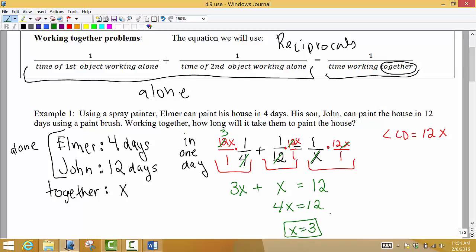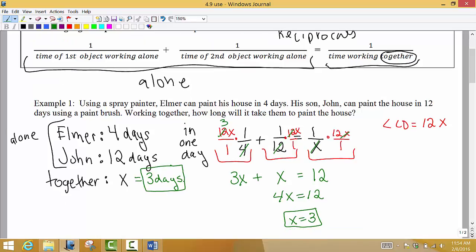So what does x represent? Let's go back to our representation section. x represented the number of days it would take if they worked together at the same time, simultaneously painting the house. It would only take them 3 days. So essentially what we're saying is that if they worked together, they would finish a third of the job in one day. So it'll take them 3 days working together simultaneously to paint the entire house.